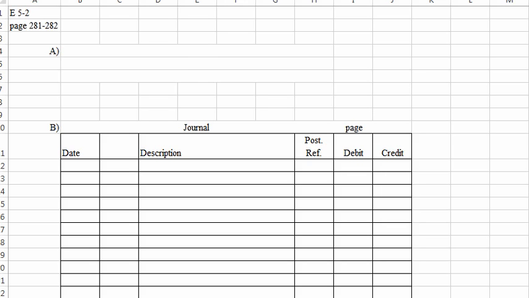Okay, so let's look at first, we're going to do exercise 5.2, and then we're going to go into some where we're dealing with some long-term contracts. Okay, so on exercise 5.2, pages 281 and 282, let's read through it first.